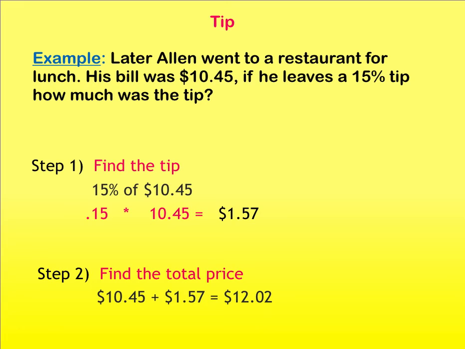All right, so on his receipt, he's going to write $10.45, add that tip on the tip line of $1.57, and leaves $12.02. So that's pretty good for the waitress. Or maybe not. That seems a little low. All right, let's move on.